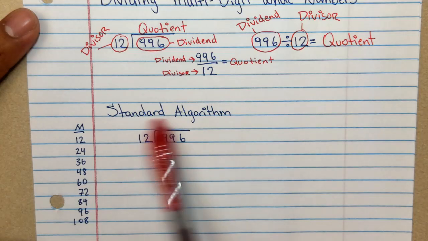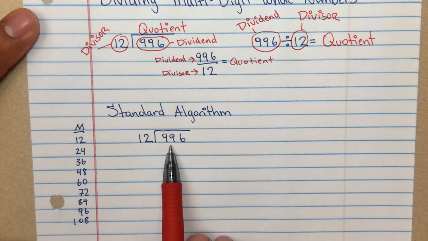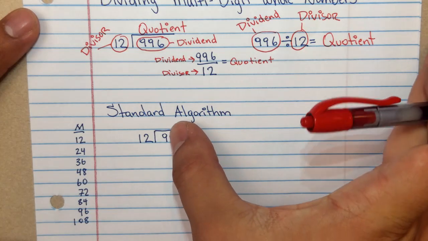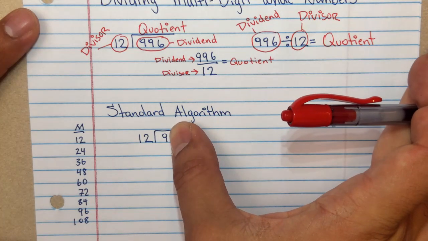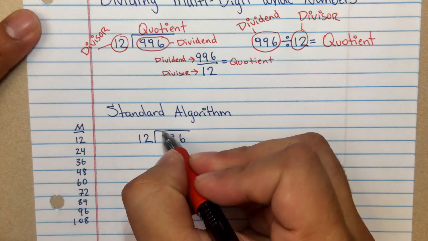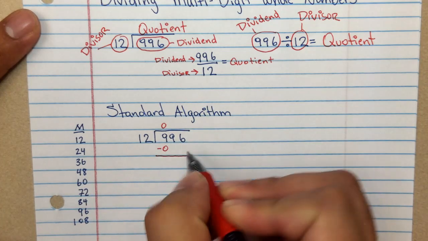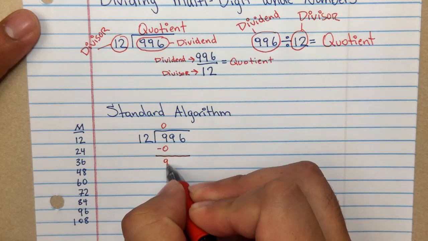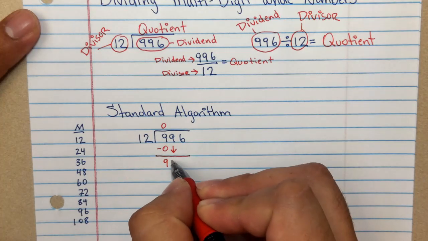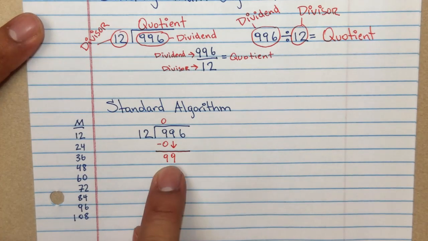So to use this strategy, you're going to see how many times the divisor goes into the dividend digit by digit. So you start with the digit that's up front. Now here, can 12 go into 9? Is there enough space? No. So the only digit we can use is 0. We subtract to get the difference, so we have 9. Bring down the next digit, 9. Now we have 99 down here.